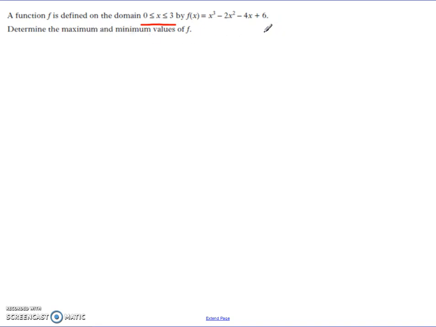Now remember, if we had a closed interval here from a to b, our maximum and minimum values could only occur at a, b, or any stationary point within this bit here. It has to be in here, and it could be any stationary point, because that would be where the curve is either a maximum or a minimum going like that. So we have to calculate all of those.